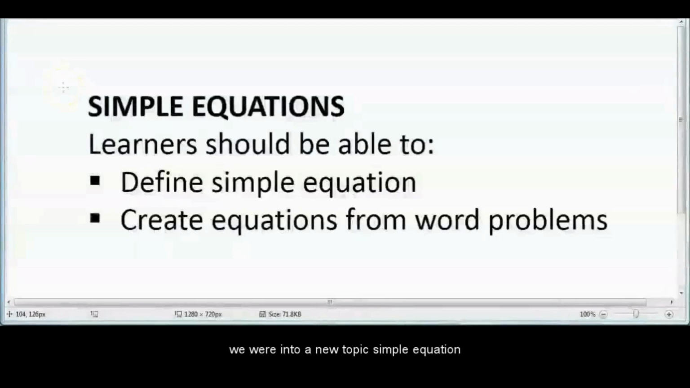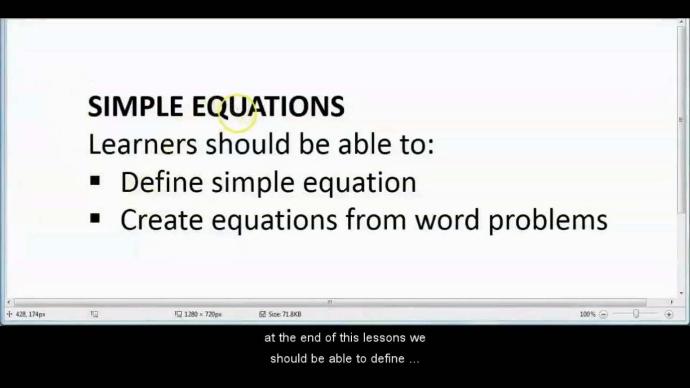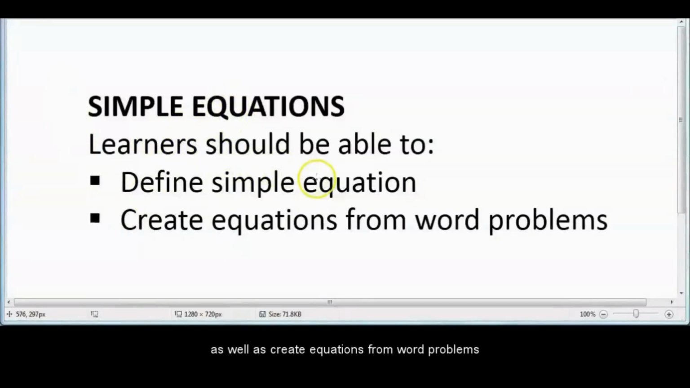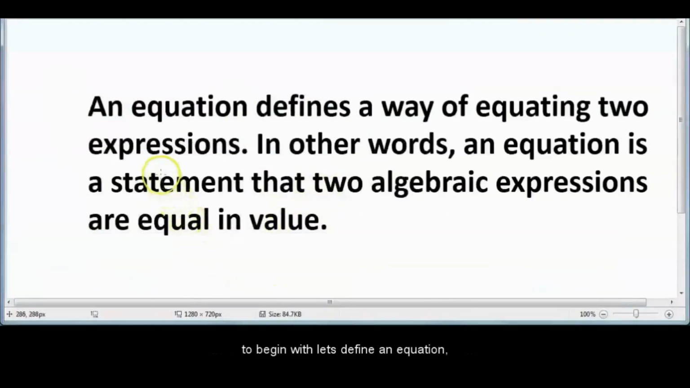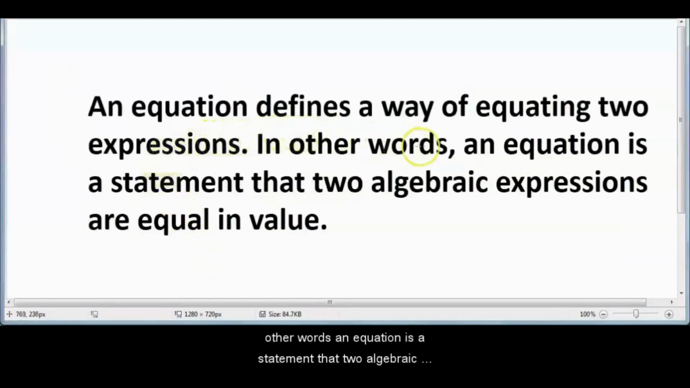To a new topic, simple equations. At the end of this lesson, you should be able to define simple equations as well as create equations from word problems. To begin with, let's define an equation. What's an equation? An equation defines a way of equating two expressions. In other words, an equation is a statement that two algebraic expressions are equal in value.